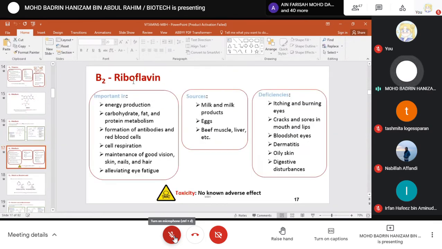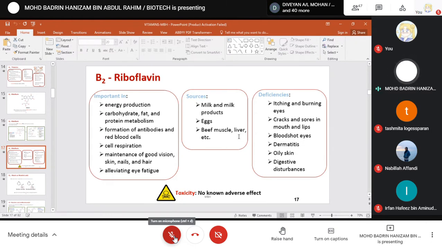All right, so energy production, of course, from carbohydrate, fat, and protein metabolism. Riboflavin is also involved in the formation of antibodies and red blood cell respiration, maintenance of good vision, skin, nails, and hair, and alleviating eye fatigue. So where can you get this vitamin B2 from? Milk and milk products contain lots of riboflavin, as do eggs, beef, muscle, liver, and so on.